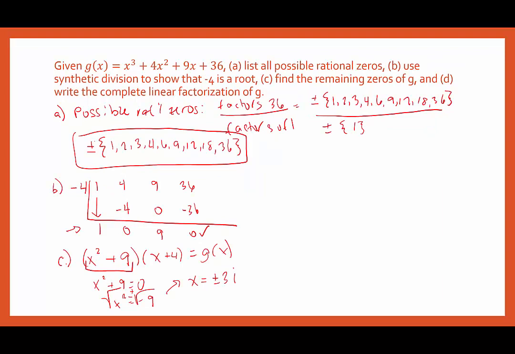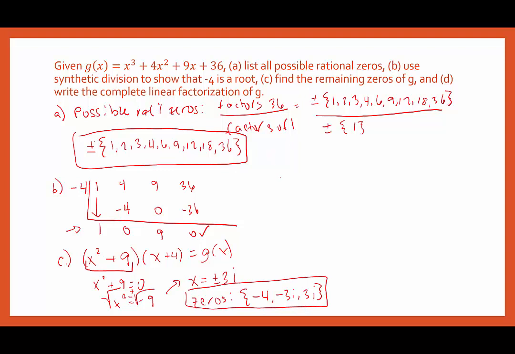So those are the other two zeros. So we can just list the zeros. We'll just list all 3 of them. And 3 is the maximum number of zeros because the degree was 3. So we've maxed out the zeros. We have -4, -3i, and 3i. So that would be our answer for letter C.